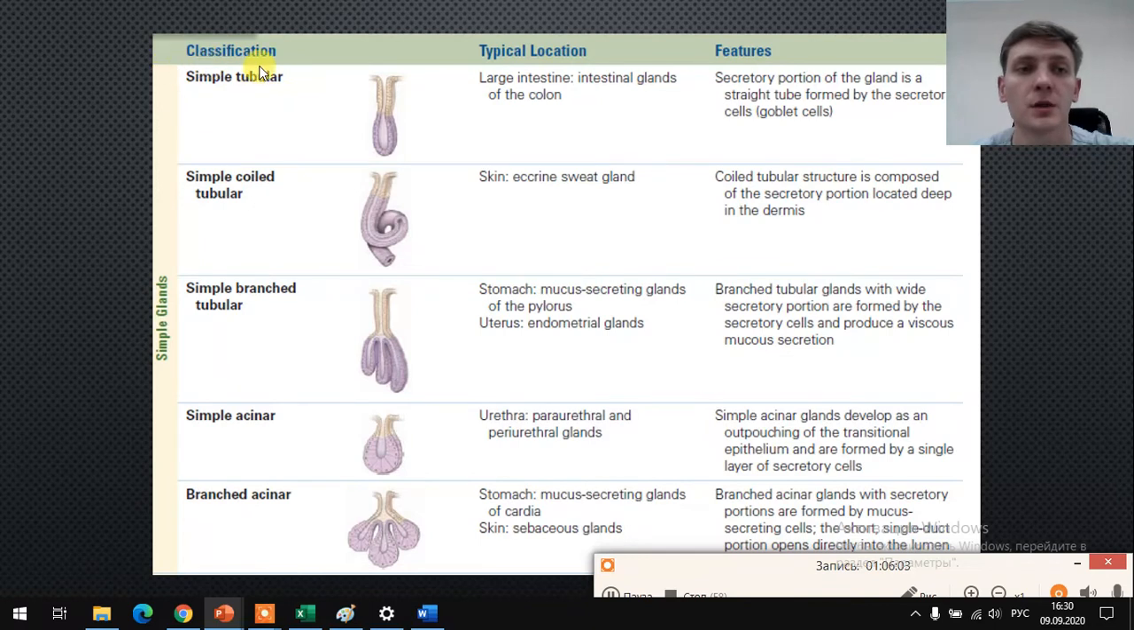So the first example is simple tubular, and you see the shape is like this. So tube shape, and a secretory portion is here, and it produces through the one duct. So we have one secretory portion and one duct. This is a simple tubular gland.